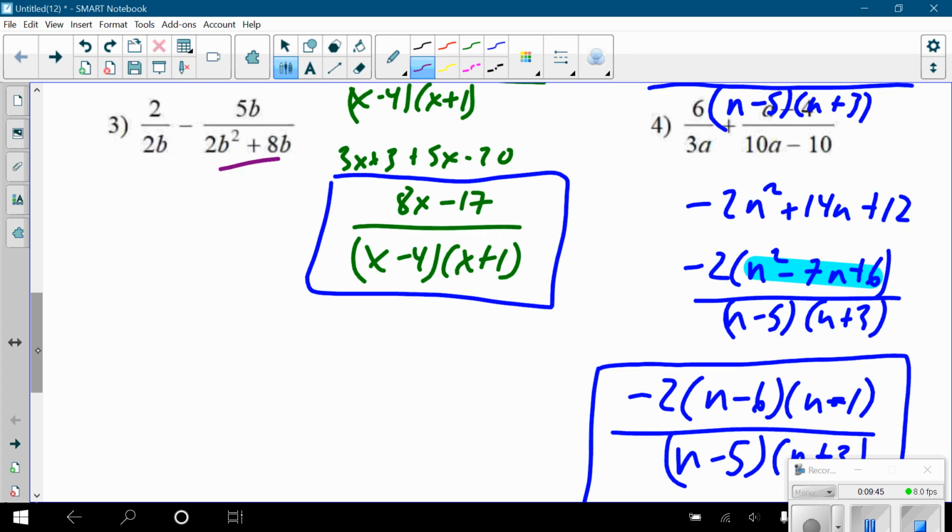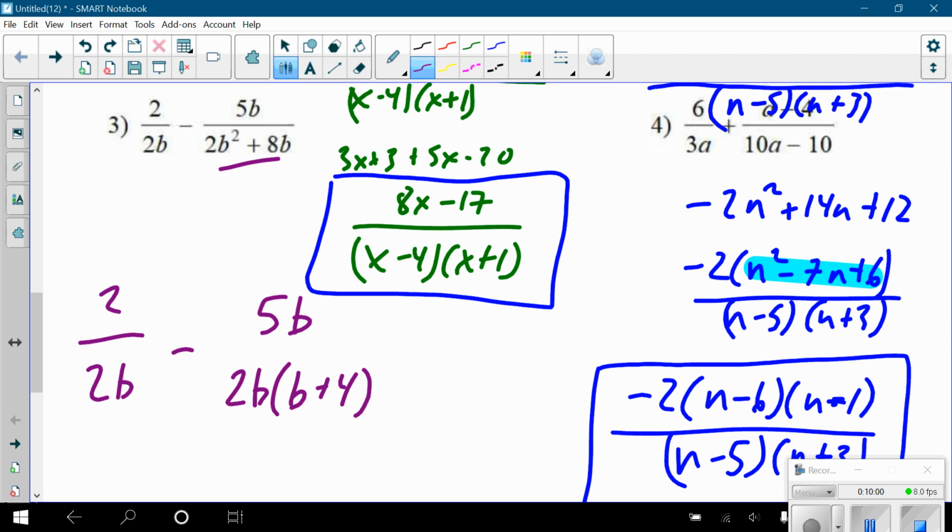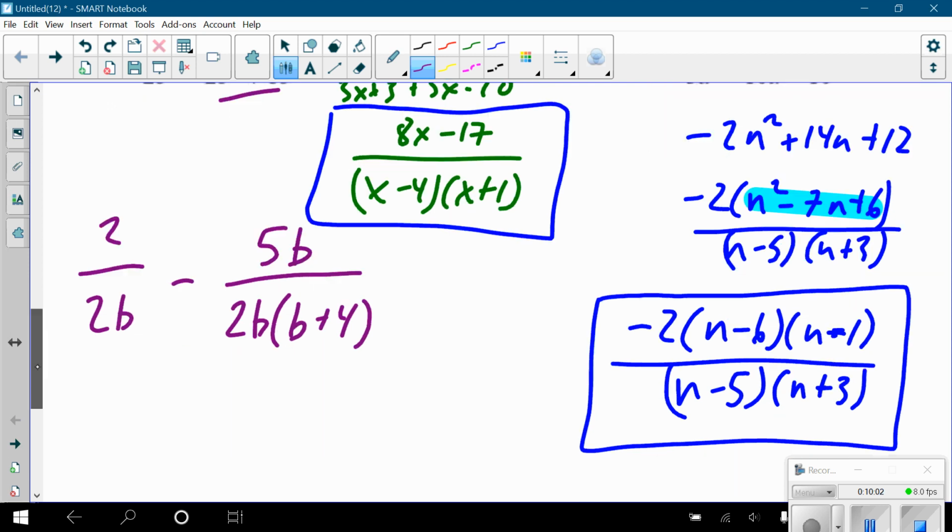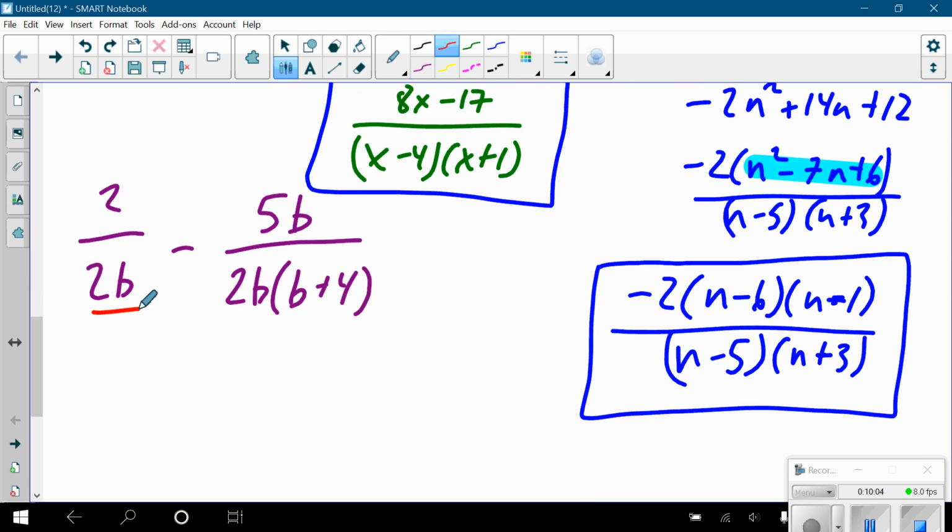I'm going to take that right fraction, and I'm going to pull a 2b out of the denominator. Okay, so I'm right here. You guys with me? And I'm going to look at my two denominators here. It's kind of a weird situation. You're like, this one's 2b and this one's 2b times b plus 4.